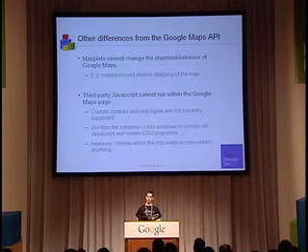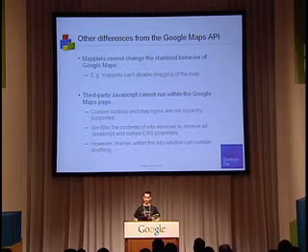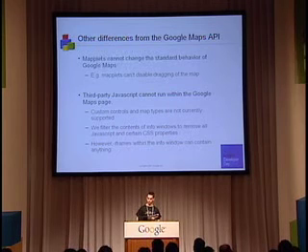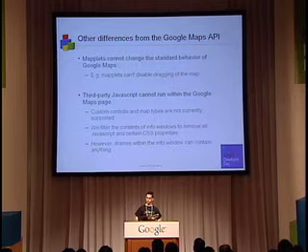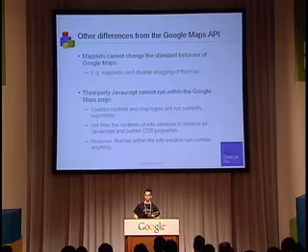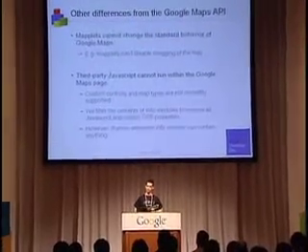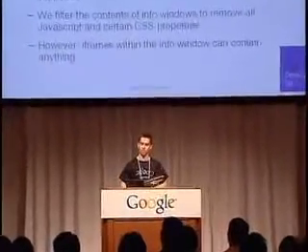Additionally, third-party JavaScript cannot run within the Google Maps page. So custom controls and map types are not currently supported. We filter the contents of info windows to remove all JavaScript and certain CSS properties. And if you really want to put your own content inside the info window, you can use an iframe within the info window, and that can contain your own content.